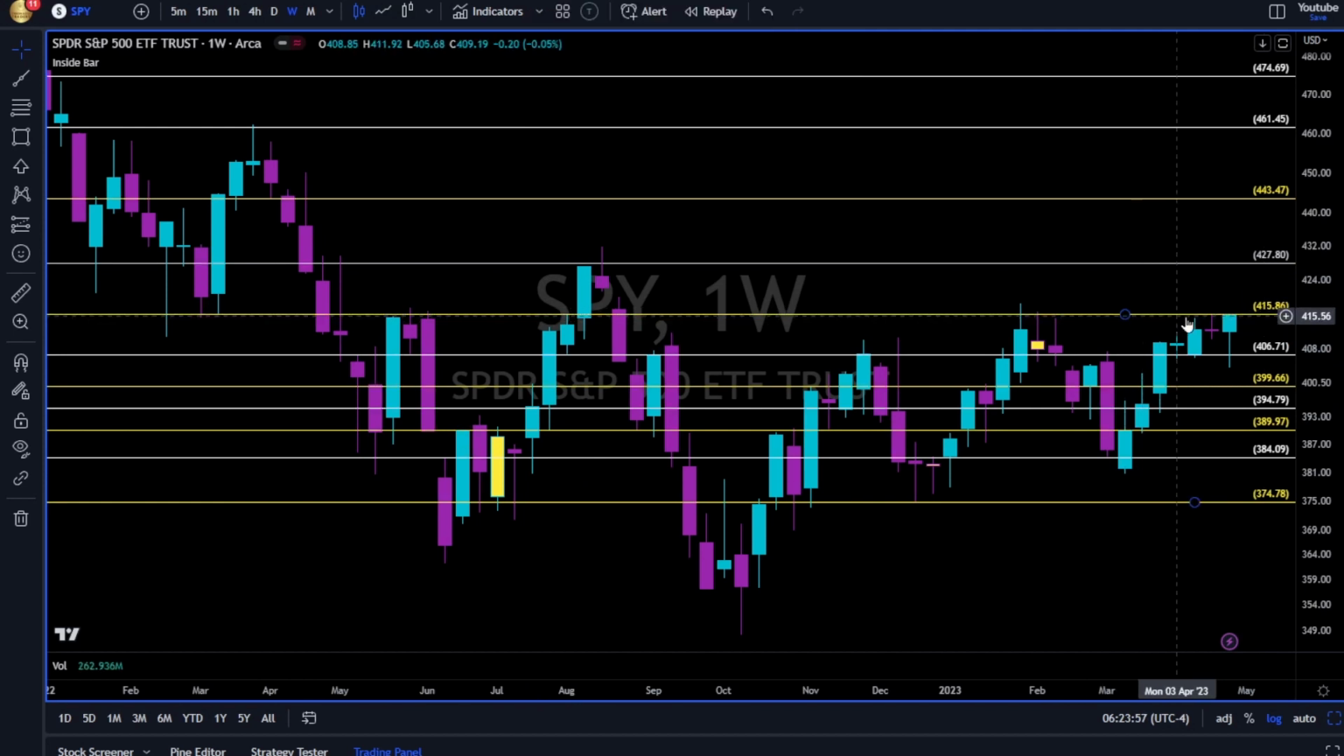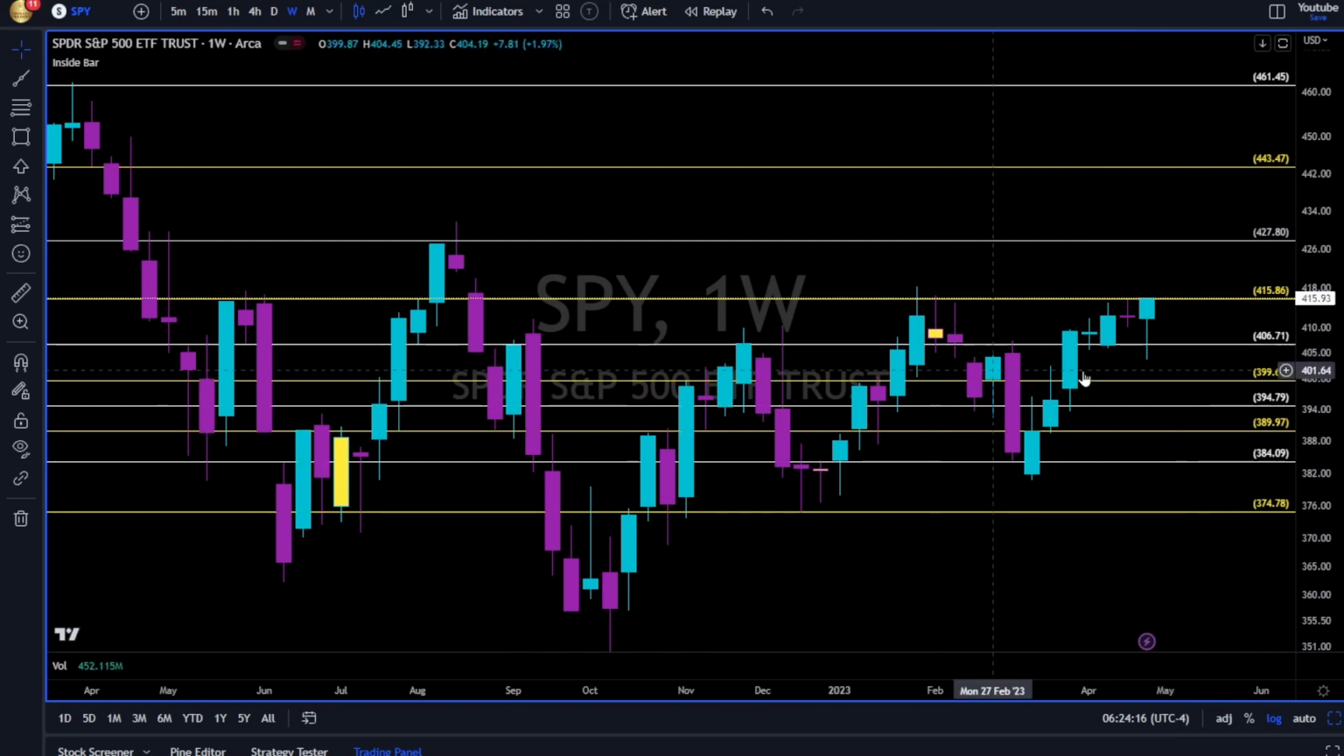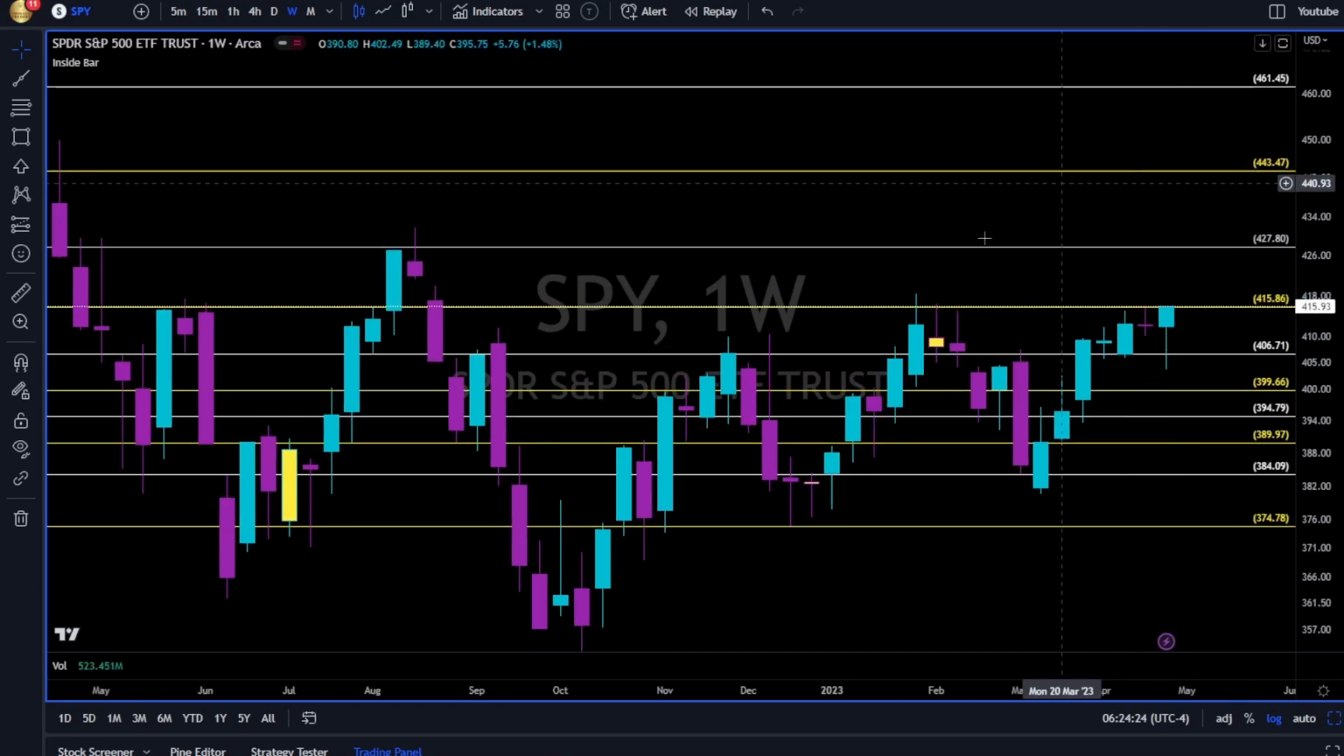Breaking up and above this 415, 416 and closing above it at least 2-3 days, we are going to reach this gap over here, close it at the 421 area, and then we have 428 and 443 to the upside. If bulls give up, 406, 400 to the downside as first levels of support, and then we have Fibonacci levels to the downside for future support.